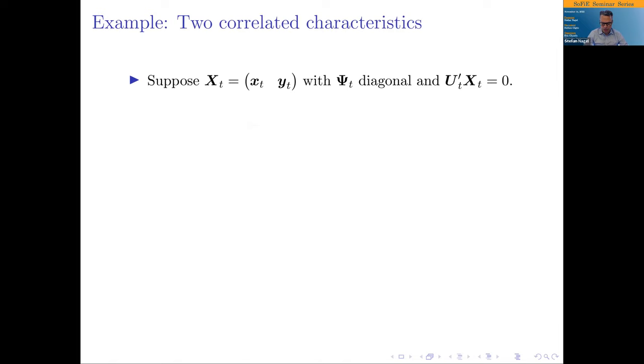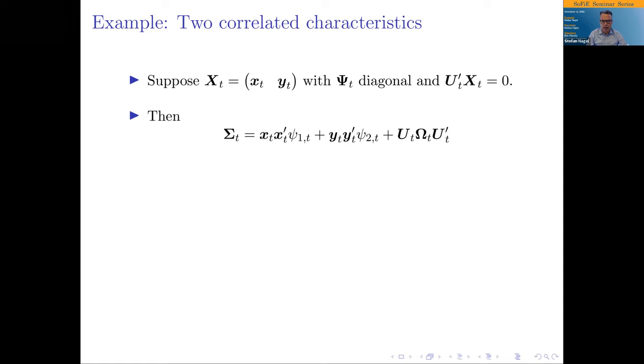Okay, just to illustrate this a bit more, here's an example with two characteristics. Suppose the characteristics we observe are this vector X, just one characteristic, and another characteristic Y. And I make this C matrix in the covariance matrix diagonal. And I assume that if we have both of these characteristics in our characteristics matrix, then this condition U'X equals zero holds. But now the question is, what happens if you omit this Y from the characteristics when we construct factors? But let's first look at how the covariance matrix looks under these assumptions that I have just written up.